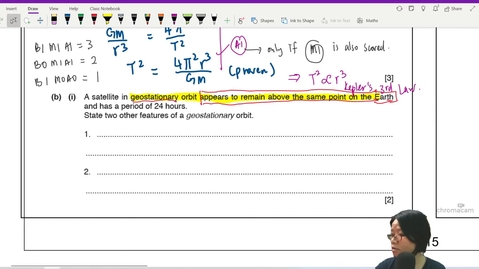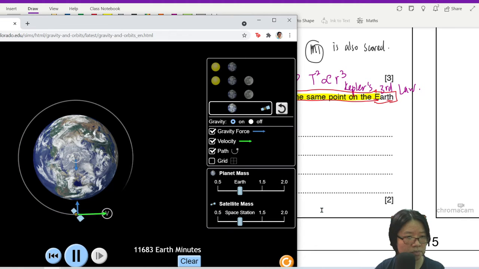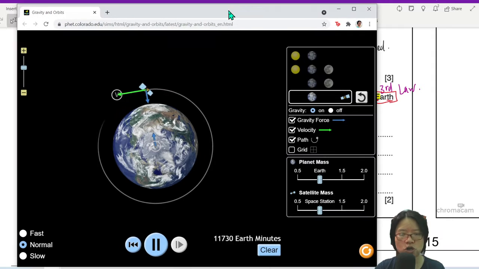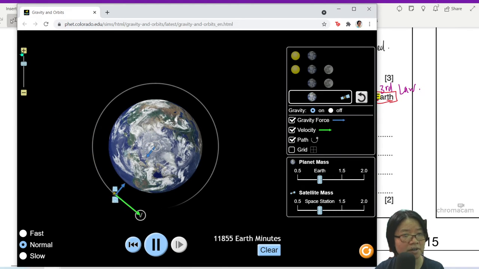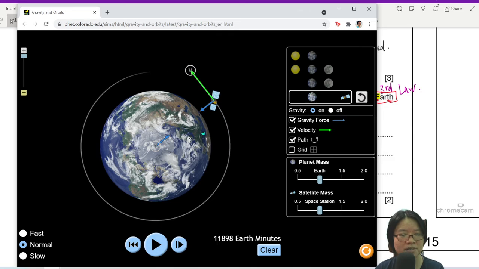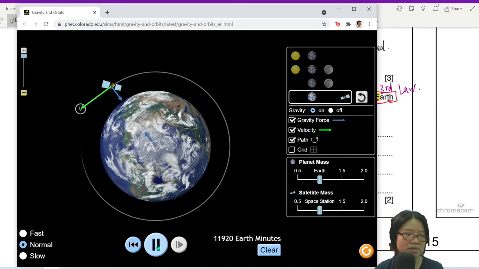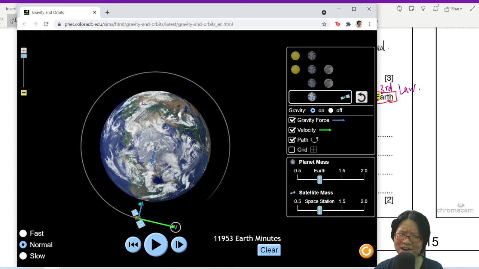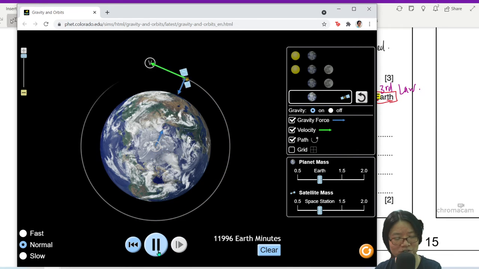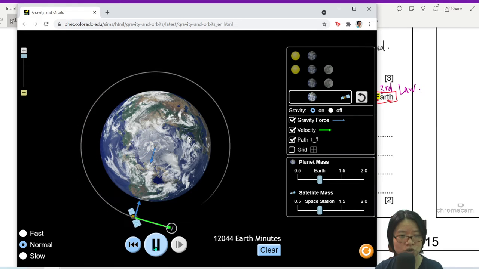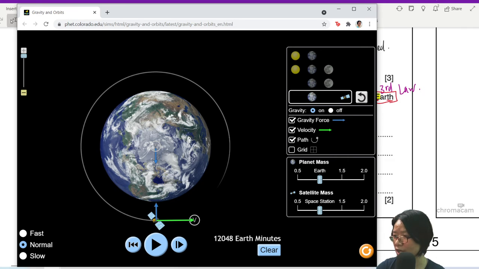Okay, what that means, if I can pull up this one for you, this satellite is not geostationary, because sometimes, let me zoom in a bit, sometimes the satellite is above here. Sometimes the satellite is above the ocean. Sometimes the satellite is above, I don't know, this one looks like Africa or America, I'm not sure. So depending on the rotation, this is non-geostationary. Geostationary means as the Earth rotates, the satellite will rotate together.